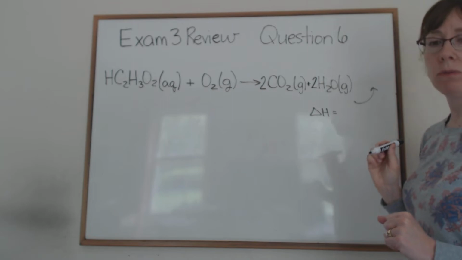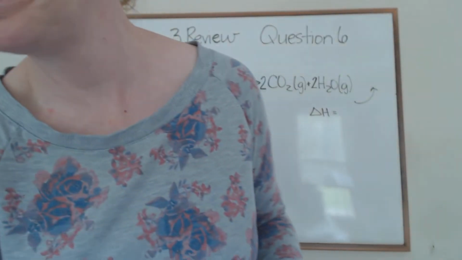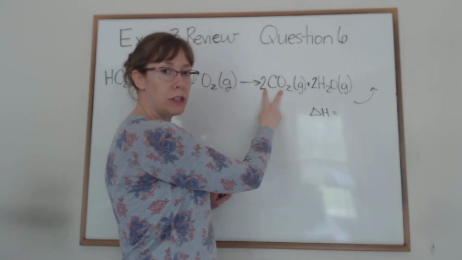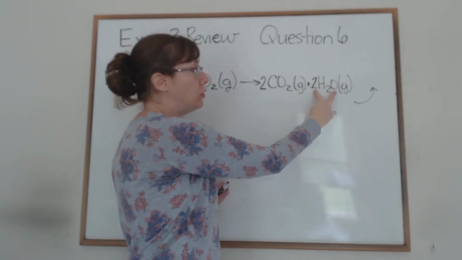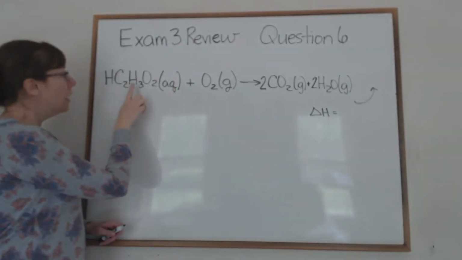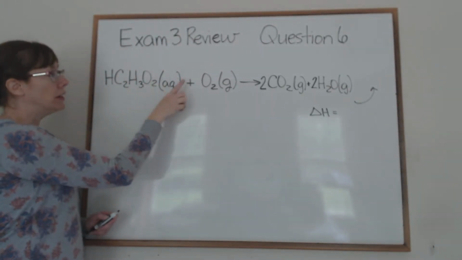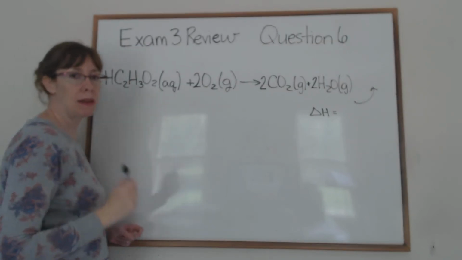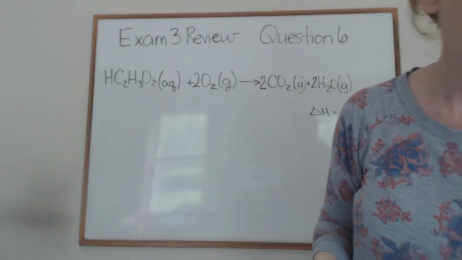And now let's see what the oxygens look like. I'll start at my right side here. I've got 4 oxygens right here, plus 2 more there. So that's 6 total oxygens. I've got 2 here, so I need 4 more, and I can get that by doing a 2 right there. So that will give me a balanced chemical equation.